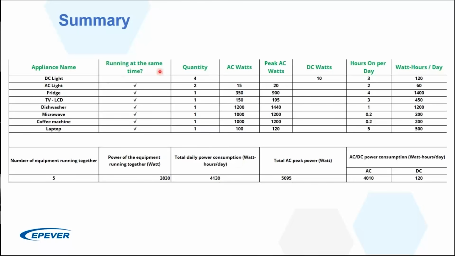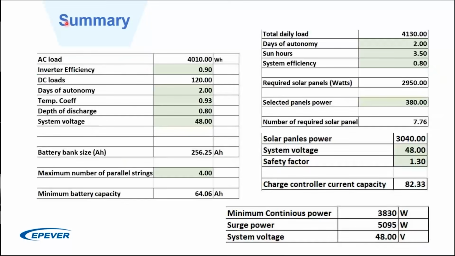So here is the summary. We had the list of our loads. Then we have the calculation for the battery bank, the inverter efficiency, DC loads, and whatever. This is based on the Excel file that could be available for you. If you are interested, you can just use it. We came up with 4 batteries of 64 amp hours. And then these are the calculations about the required solar panels. We required 8 solar panels of 380 watts.